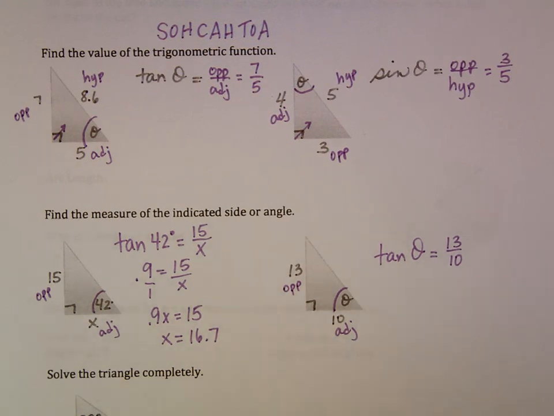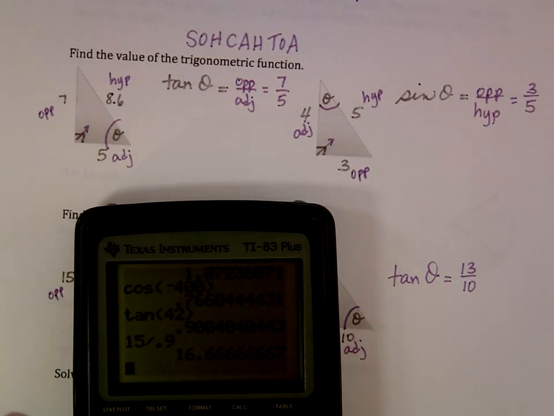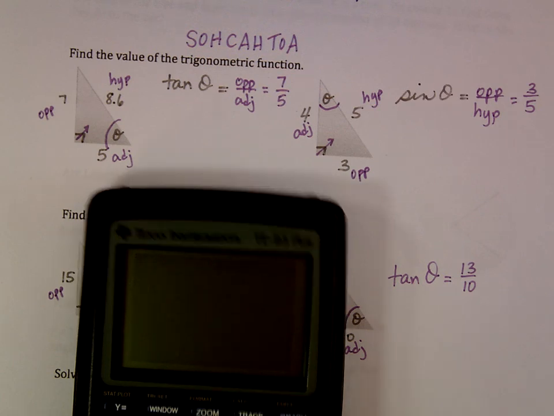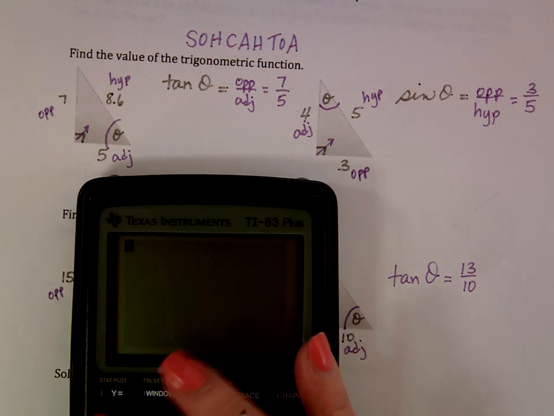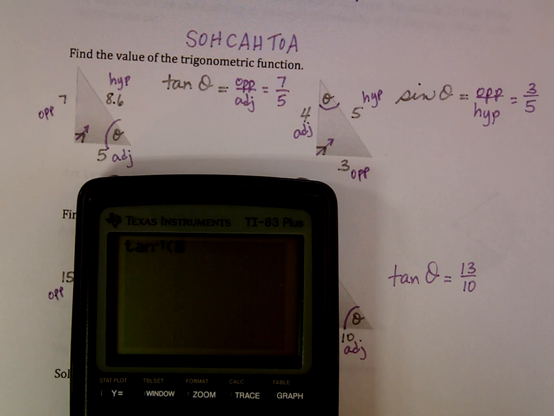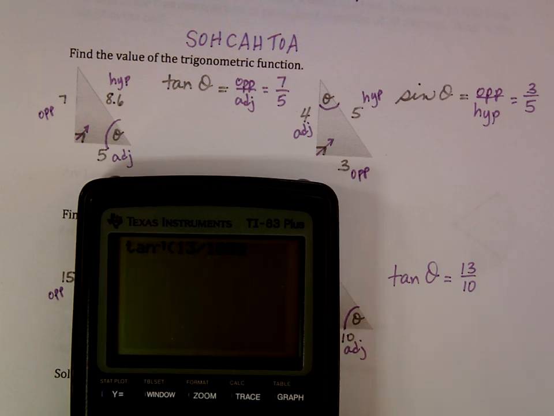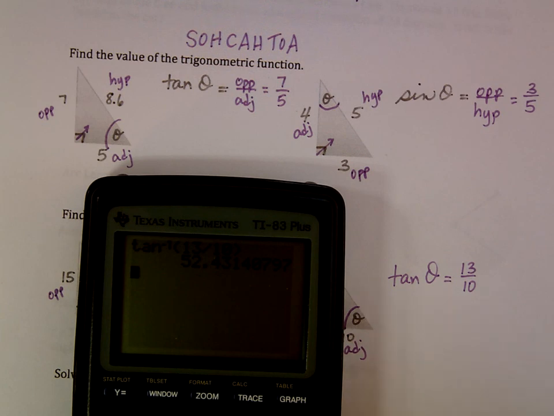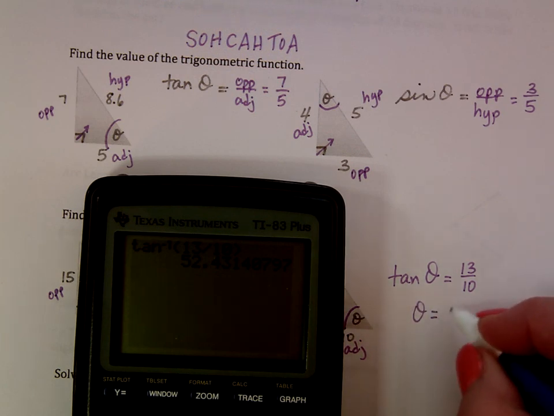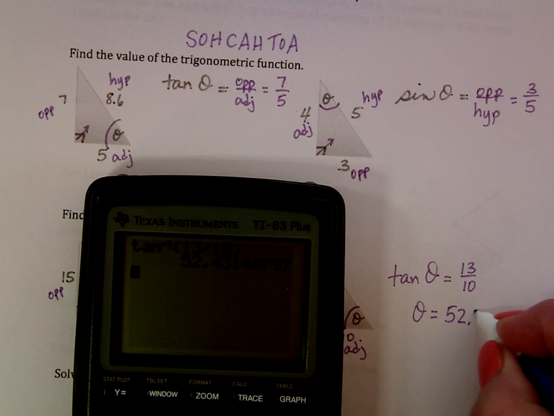Now to find an angle in the calculator, if you go back and look at how this works, you're doing second tangent. So hit second tangent, you want that tangent to the -1 to come up. And so then you just put in 13 divided by 10. It's even easier than the problem we just did. And that'll tell you what the angle is. And the angle is 52.4 degrees.